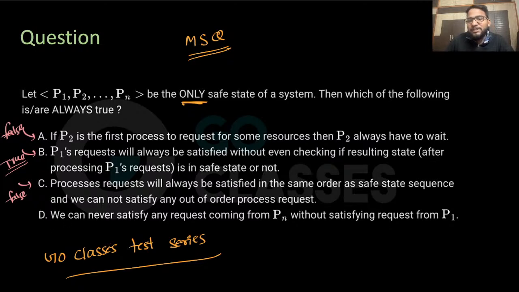Then they say we can never satisfy any request coming from Pn without satisfying the request from P1. We can never satisfy, they are saying. So that's also false, right? It depends whether the resulting state is safe or not. So that's why it is also false.